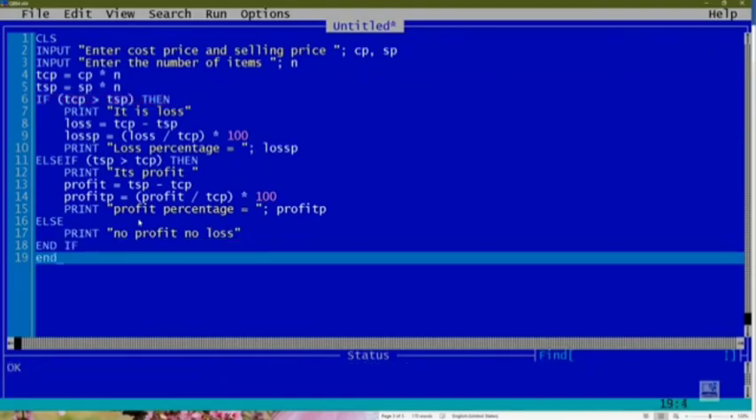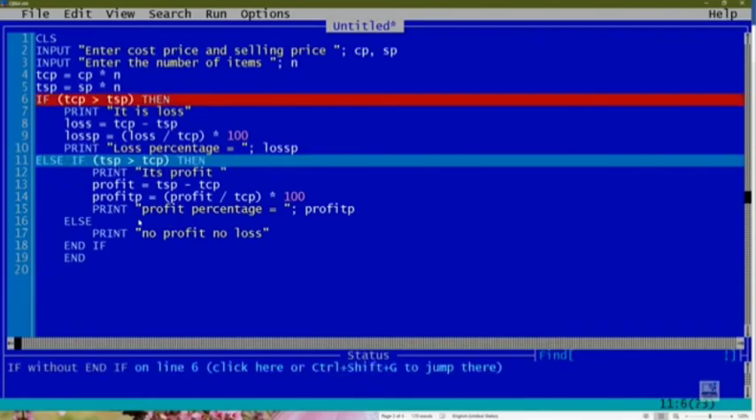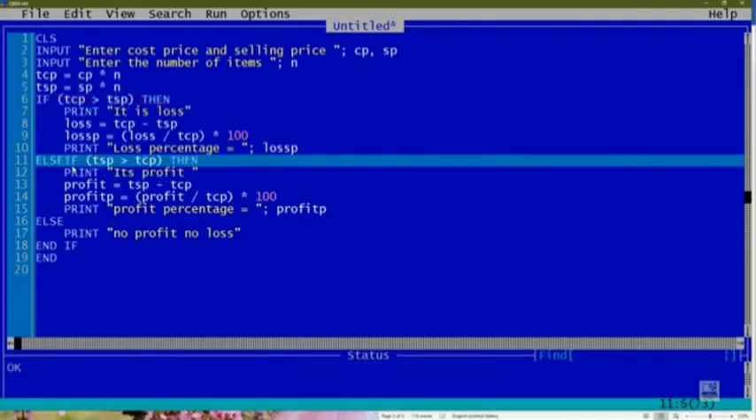End if. End. I told you earlier that whenever we are writing else if, we don't have to give space between else and if. If you give space, then see what happens. It will give you syntax error. If without and if error is coming, there will be no space. If you remove the space, the error will go. Let us run the program by pressing F5.